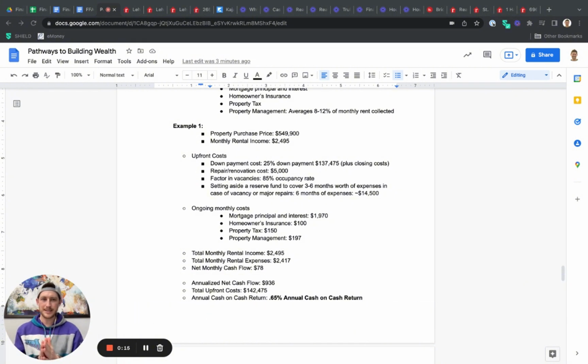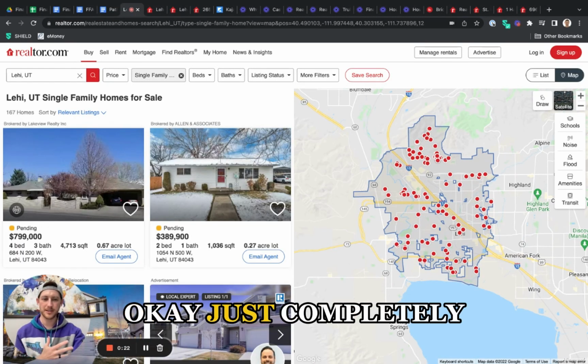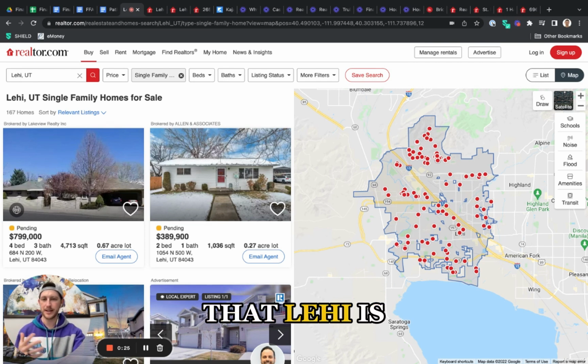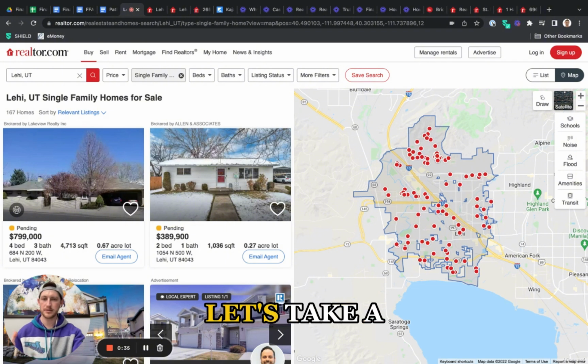So for this first example, what I did is I went to realtor.com and I pulled up Lehi, Utah. Just completely random, but I know that Lehi is growing a lot. There's a lot of technology. It's kind of the heart of Silicon Slopes, which is the tech startup industry in Utah. And so I said, hey, let's take a look there.